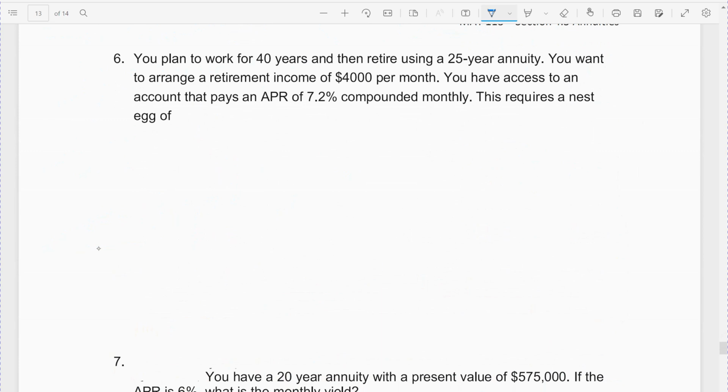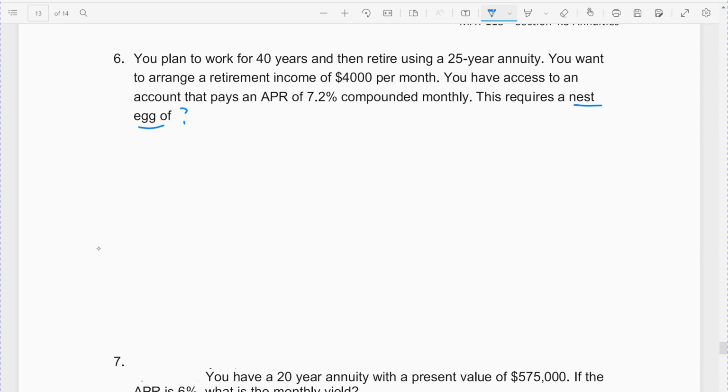Alright, so now we're going to do retirement stuff. As soon as we get to the retirement stuff, a lot of times this is going to be the nest egg. You plan to work for 40 years and then retire using a 25-year annuity. You want to arrange a retirement income of $4,000 per month. You have access to an account that pays 7.2% compounded annually. This requires a nest egg of. So again, we need to figure out the size of the nest egg. So they give us a lot of extra information there. All we're interested in is how big is the nest egg.